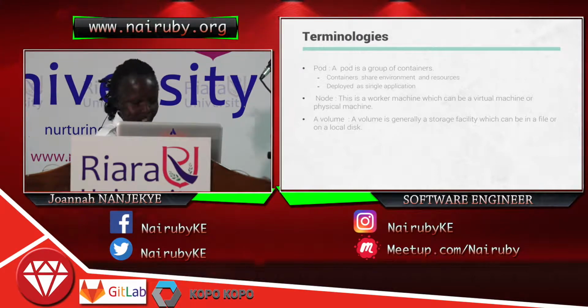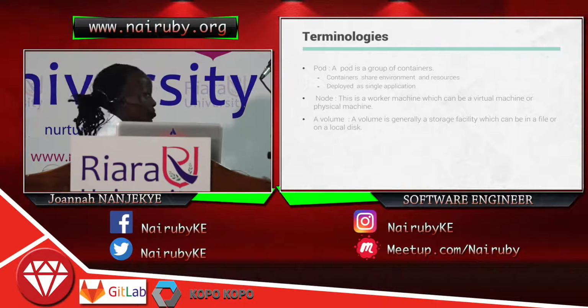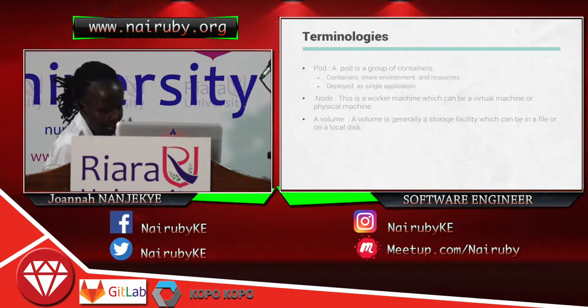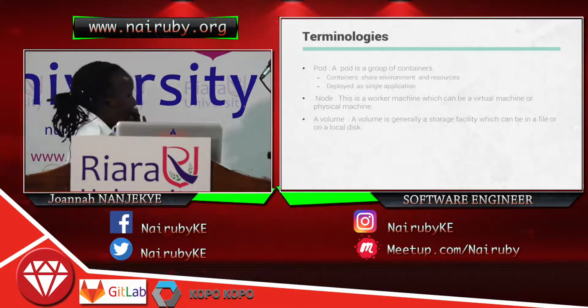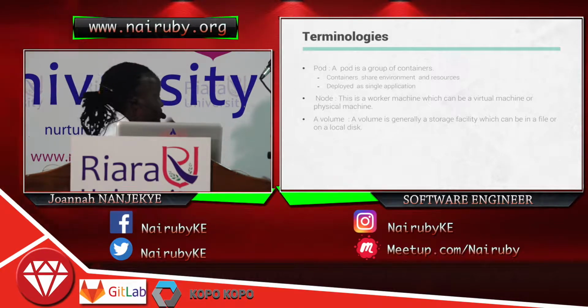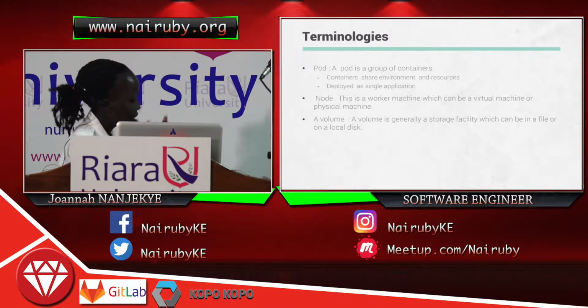Then we have a node. Whenever I say node, just think about it as a physical machine somewhere. It could be a server or a computer. Then you have a volume. A volume is basically like storage.